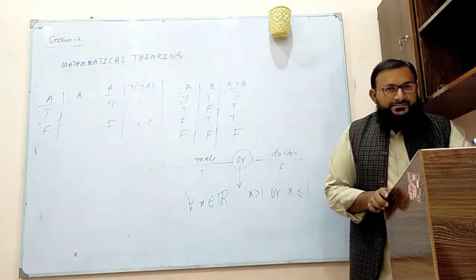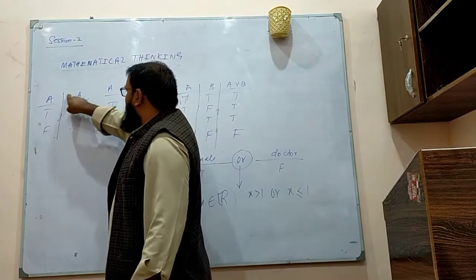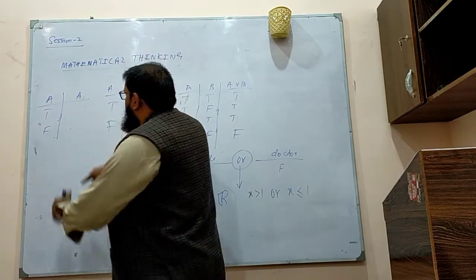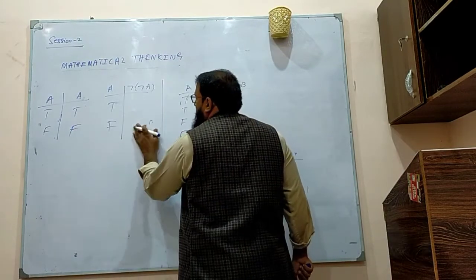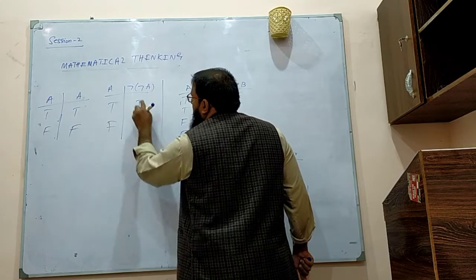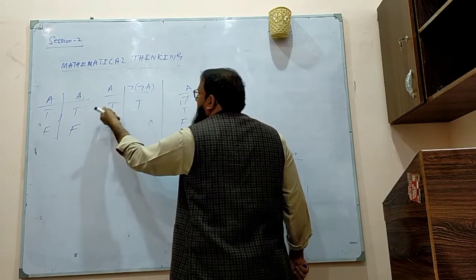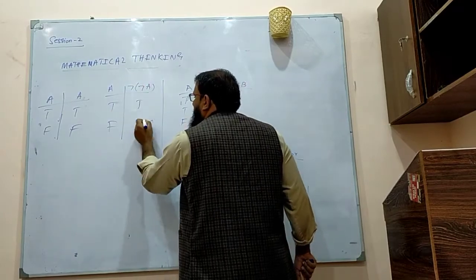If A is true, then A will be also true. Both A are there. If this is A, this is A, obviously A is true, negation must be A is false. True, A is false. And what about this? This is also true, because this is true, this is going to be true. This is false. Negation means true becomes false, false becomes true. Double negation means false again becomes true.